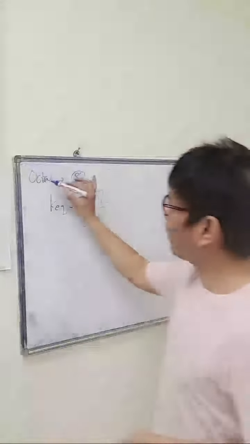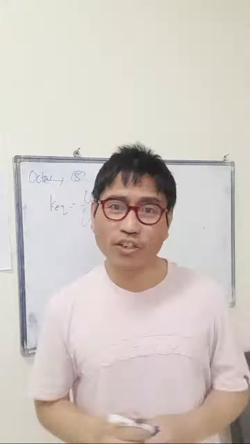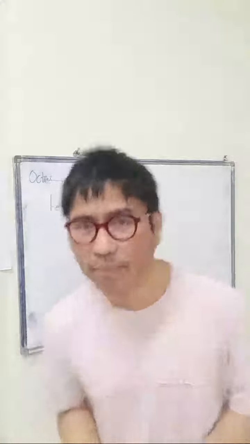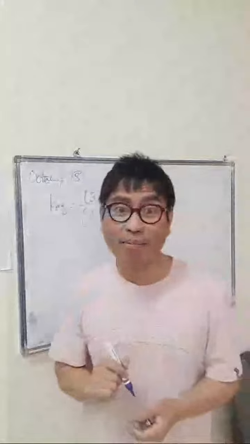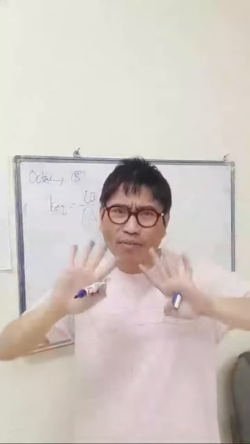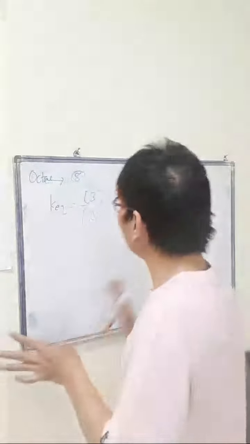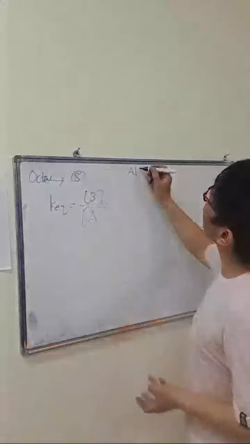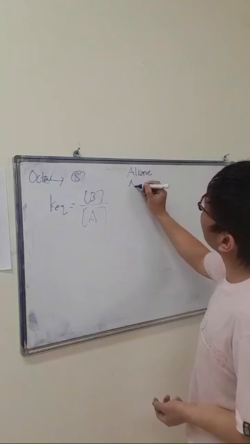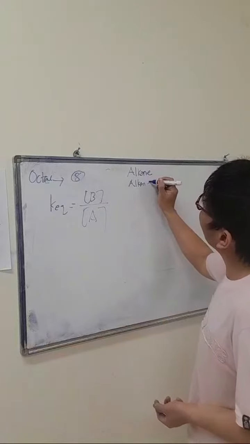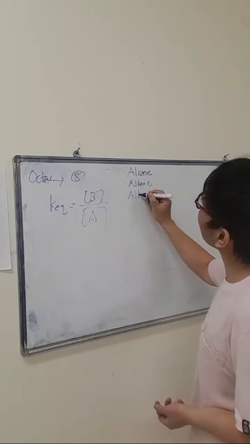Now, the A-N-E family. Okay, A-N-E family meaning alkane family. Alkane. This is a very small organic chemistry. Okay? So, alkane. Alkene. Okay, and alkyne.